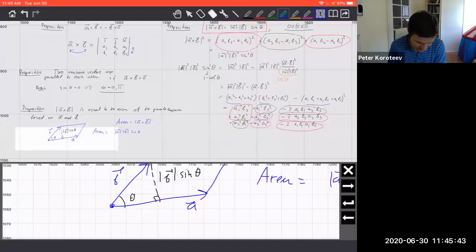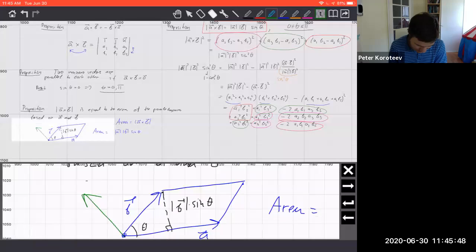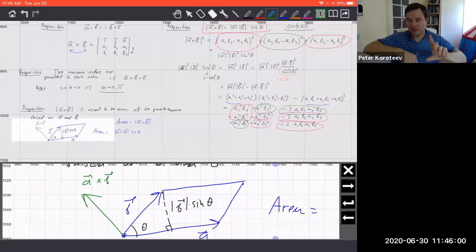Of course, we know that the vector A cross B itself will be perpendicular to this plane. It would stick out, but its length measures the area of the parallelogram. This is something that is used in physics. You probably know the Kepler laws of motion of planets, or of any bodies in a gravitational field, the fact that it moves on an ellipse.